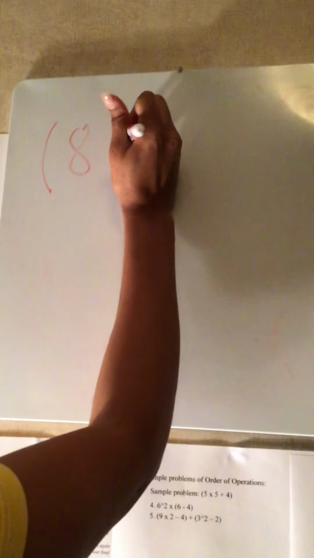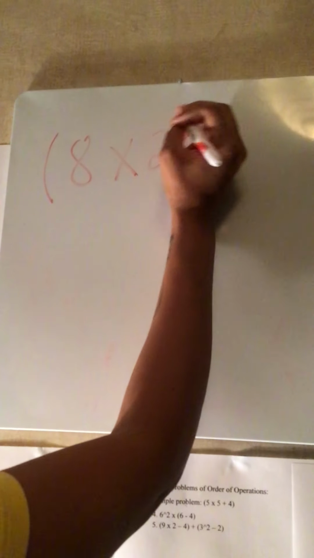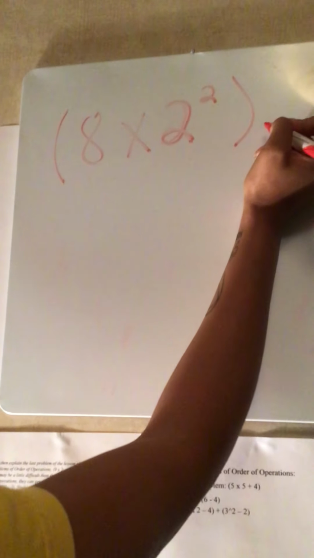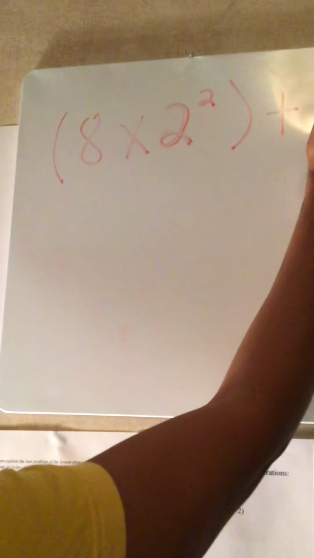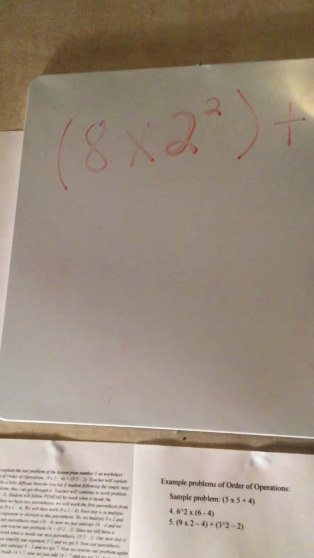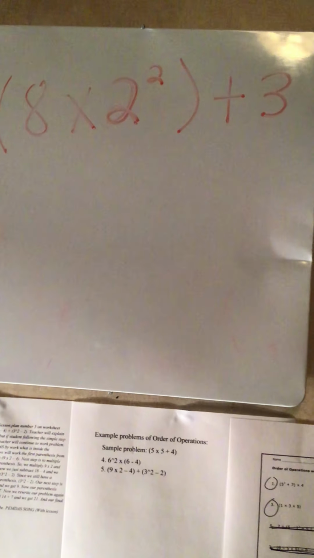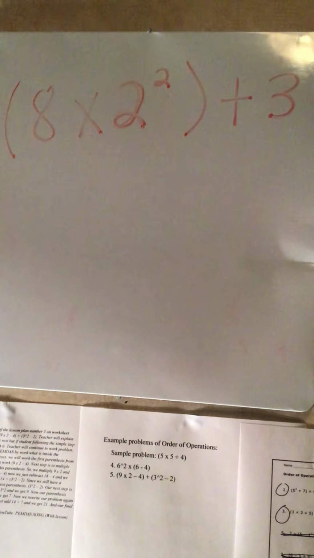Our next problem reads, open parentheses, 8 times 2 to the second power, close parentheses, plus 3. So now we have (8 times 2 to the second power) plus 3.